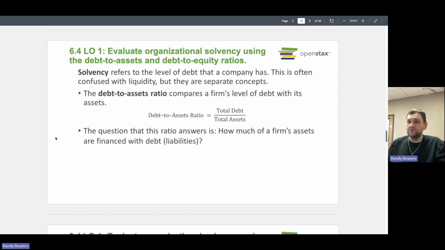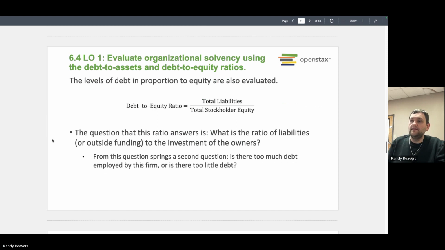So your debt to assets ratio is one ratio we can compute to do this, and this is going to be your total debt to total assets. What this attempts to answer is the question, how much of a firm's assets are financed with debt or liabilities? The other way to do this is using the debt to equity ratio, which takes the total liabilities and divides it by total stockholders' equity. And then asks the question, what is the ratio of liabilities or outside funding to the investment of the owners? And is there too much debt employed by this firm or is there too little debt?